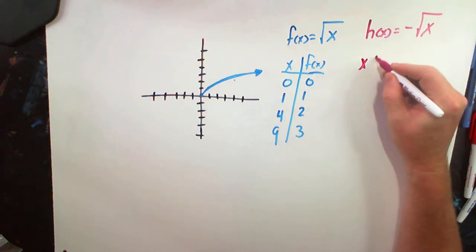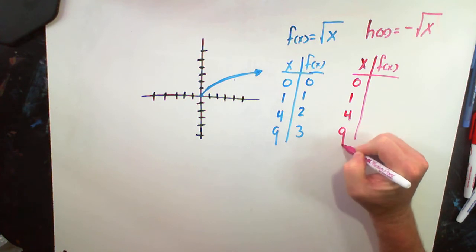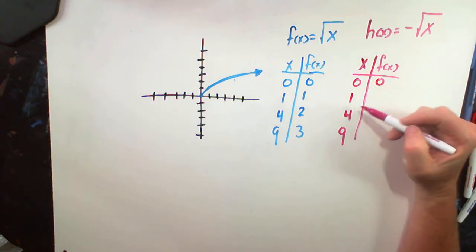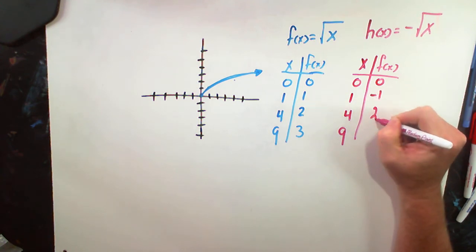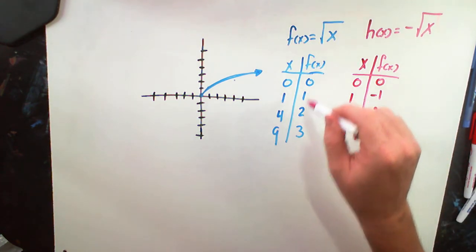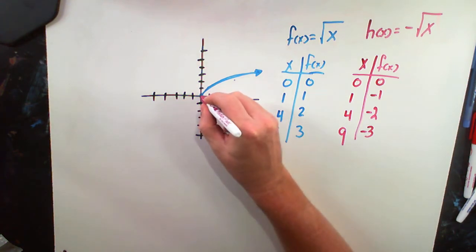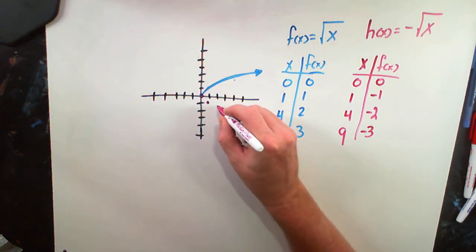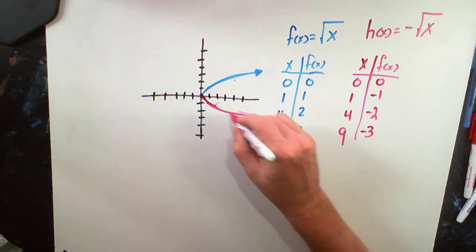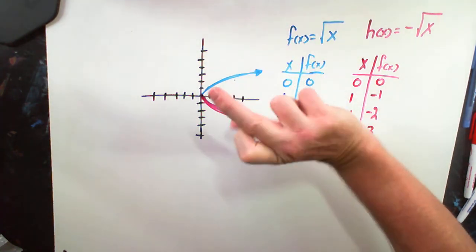I take my x, and in this case, I'm going to plug in my same values, 0, 1, 4, and 9. Now I take the square root of 0, then I make it negative. So the square root of 0 is 0, bam, still 0. Take the square root of 1, then I make it negative. Take the square root of 4, then I make it negative. Take the square root of 9, then I make it negative. So notice that all of these numbers that were positive have now become negative, but they still have the same basic shape. So what we end up with is that same shape, only instead of being above the x-axis, it is now below the x-axis. And notice that's why we call that a vertical reflection, because it flipped over vertically.